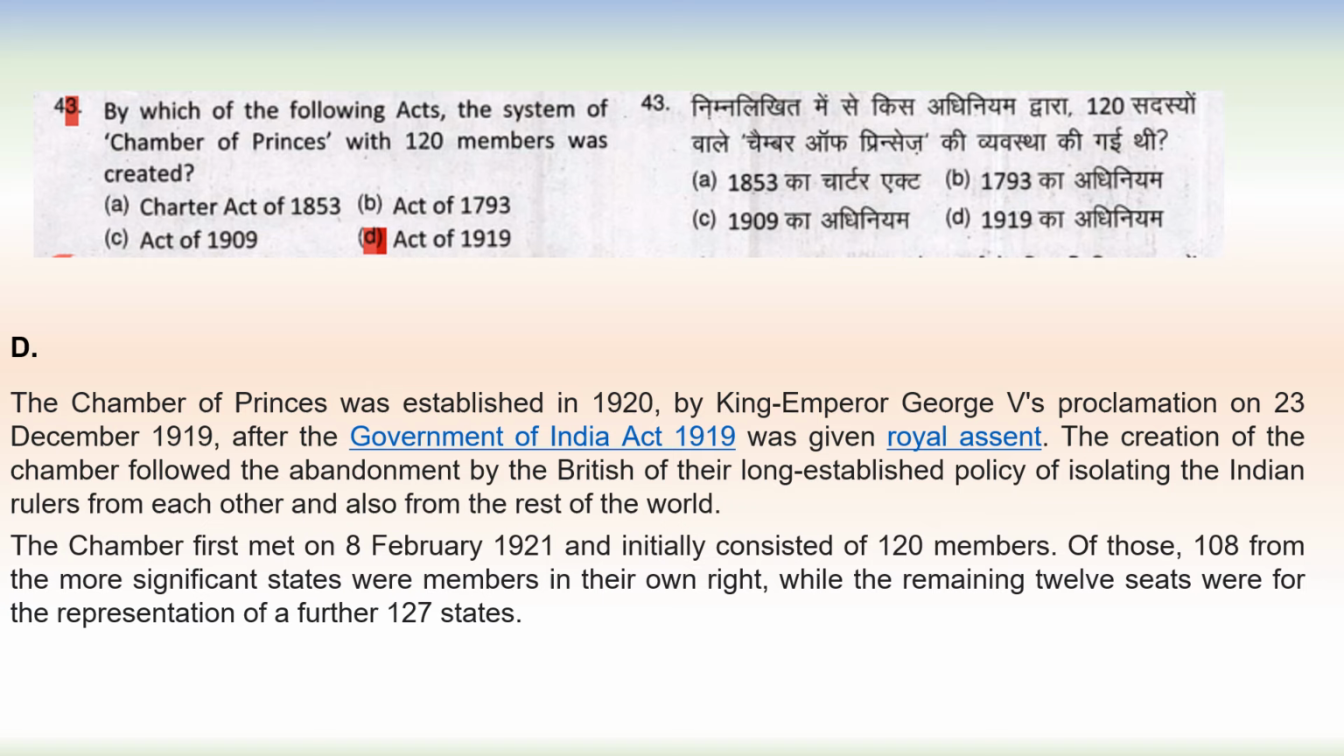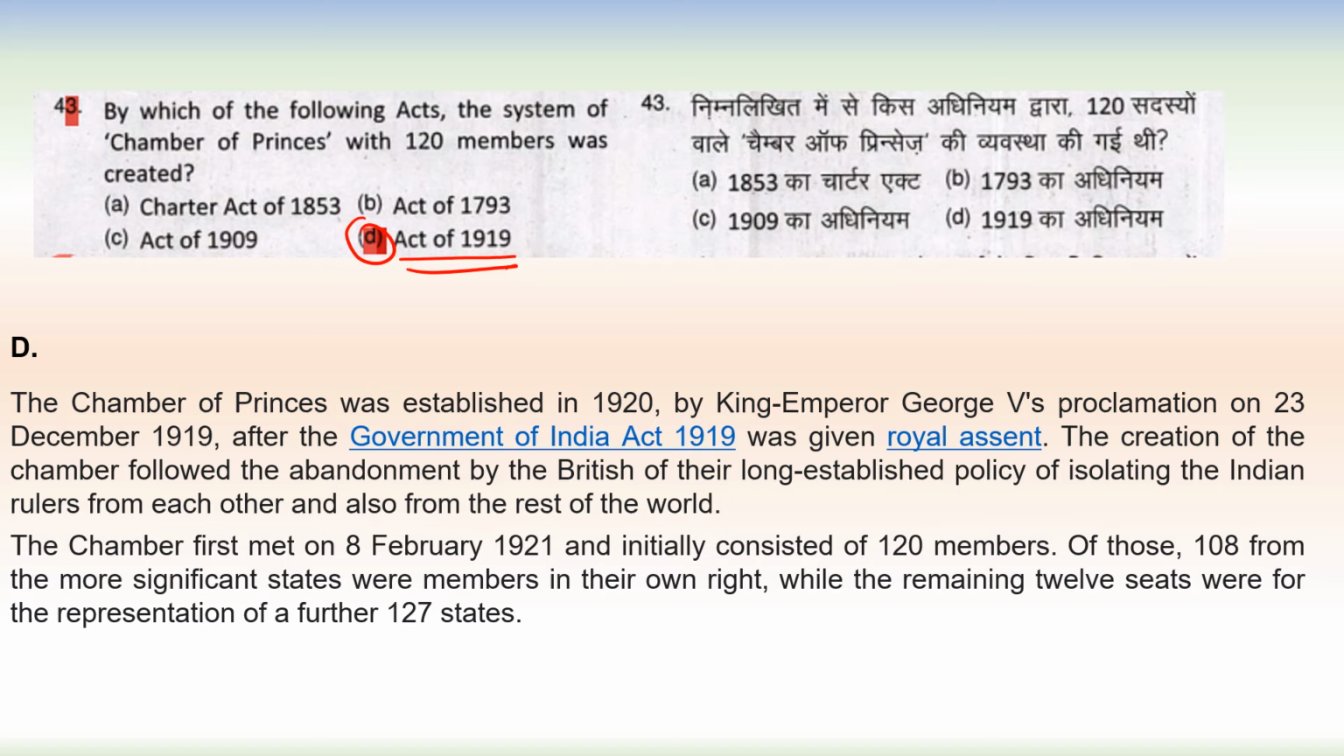So friends, we will start our discussion. First question is, by which of the following acts the system of chambers of princes with 120 members was created? So 120 सदस्यों वाले चैम्बर ऑफ प्रिंसेस की व्यवस्था की गई थी किस अधिनियम के द्वारा? So it was created through the Act of 1919.